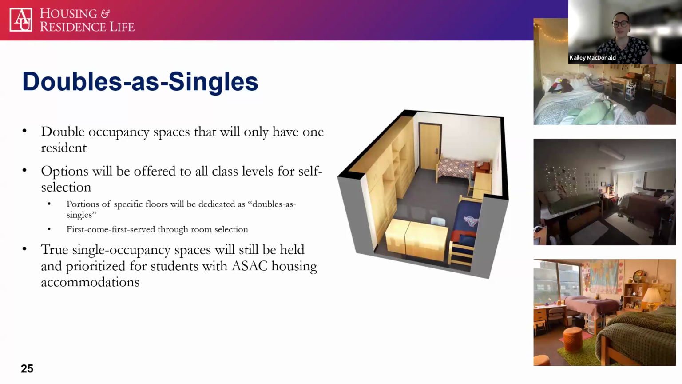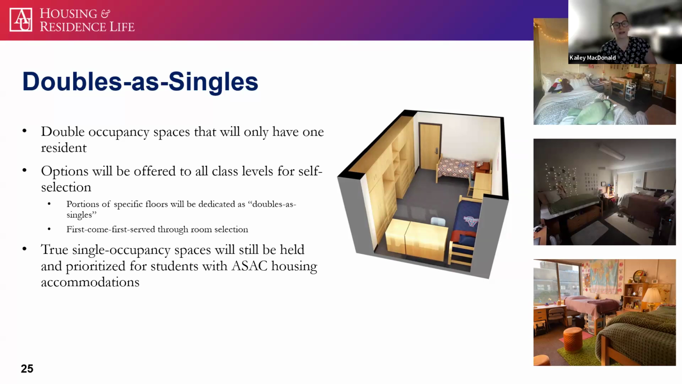So we've offered this to our sophomore and upper division students already, and have had a lot of interest in this, but we're hoping to offer this just as much for the first year students as well. During the selection process, students will be able to search for specific floors and see rooms that are labeled as doubles as singles, as the room type. Because our room selection is already randomized, it creates that lottery system built into it. So it is first come, first serve through that room selection process.